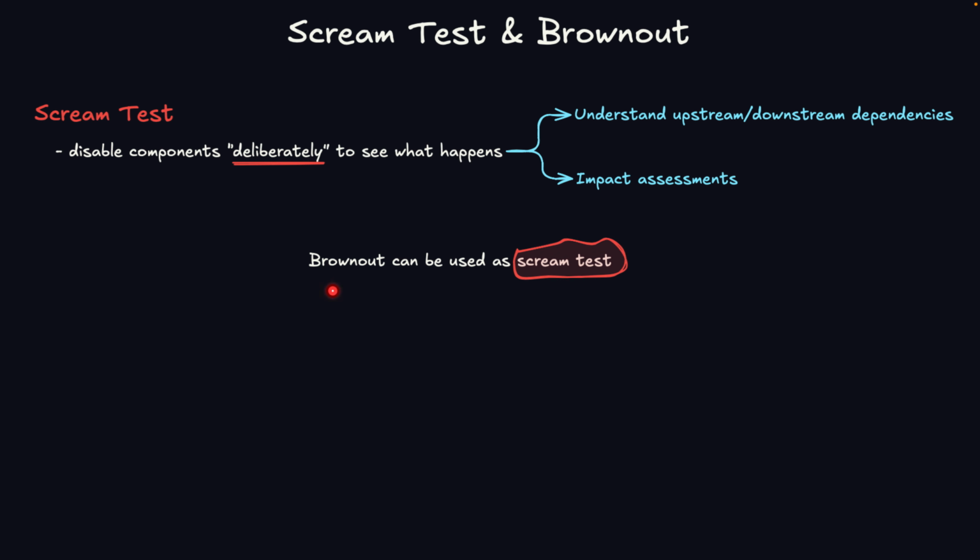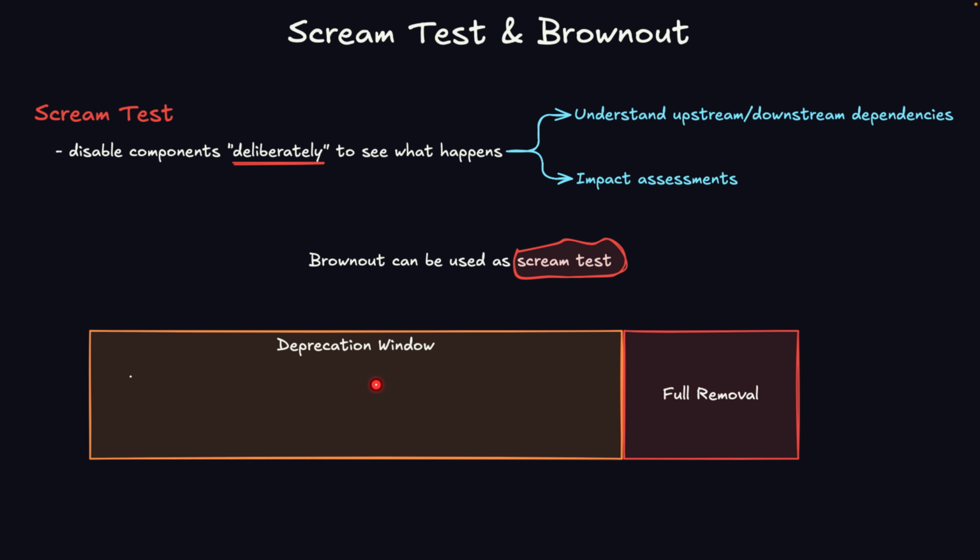Okay, so these are some of the scenarios where you will do scream test. And one of the ways in which you can do scream test is by using brownout. You can employ brownout as a scream test mechanism. There is one best application for brownout and scream test, which is deprecating software services.